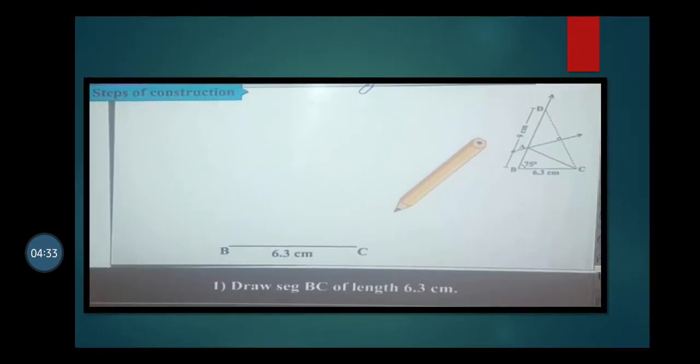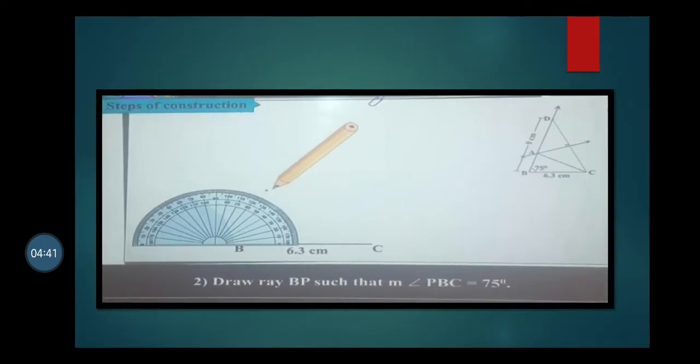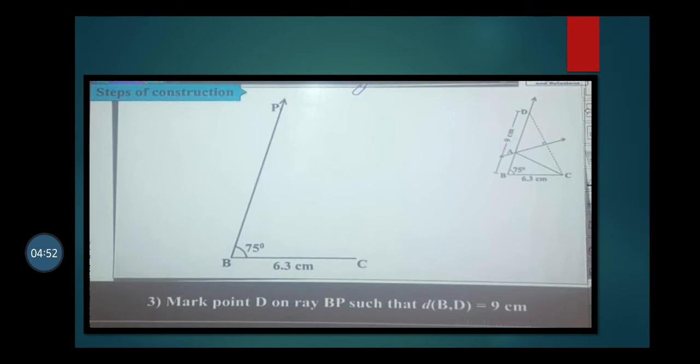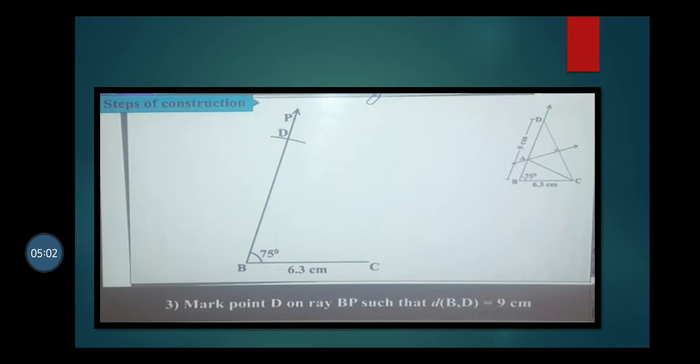Steps for construction. Step number 1: Draw seg BC of length 6.3 cm. Step number 2: Draw ray BP such that measure of angle PBC is equal to 75 degrees. Mark point D on ray BP such that distance BD is equal to 9 cm. For this you will be using a rounder. We will place the rounder on point B, measure 9 centimeters and cut an arc and mark it as point D.